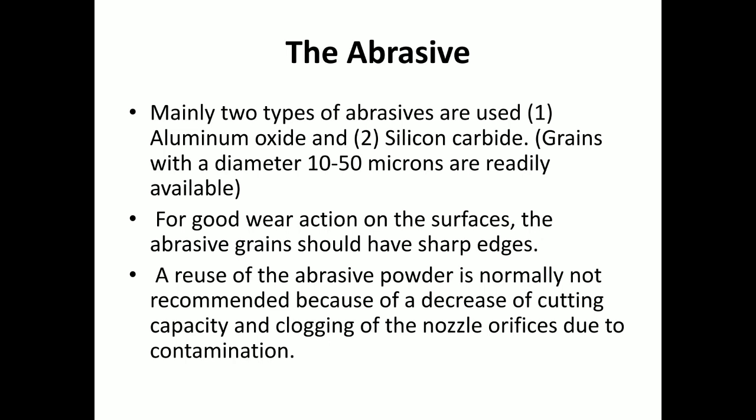Mainly two types of abrasives are used. First one is aluminum oxide, second is silicon carbide, and the size of the abrasives is in the range of 10 to 15 microns. Readily available is 10 to 50 microns, that is 10 to 50 times 10 to the power minus 6 meters, will be the size of the grains. For good action on the surface, the abrasive grain should have sharp edges. Grains with sharp edges are preferable to grains which are spherical in nature. So the number of cutting edges is more, and MRR will be more. It will improve the MRR of the process.